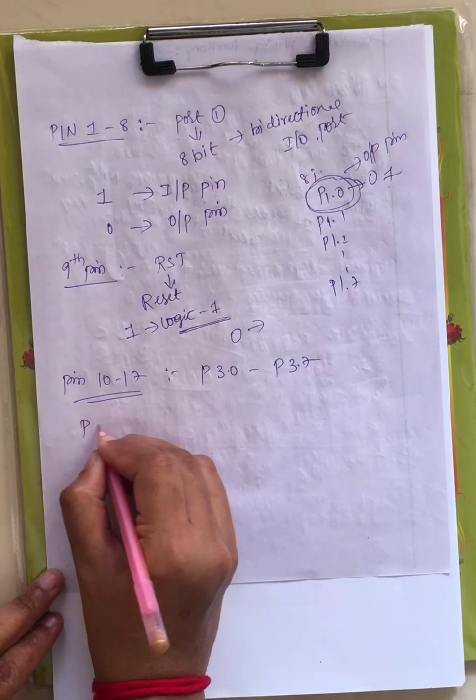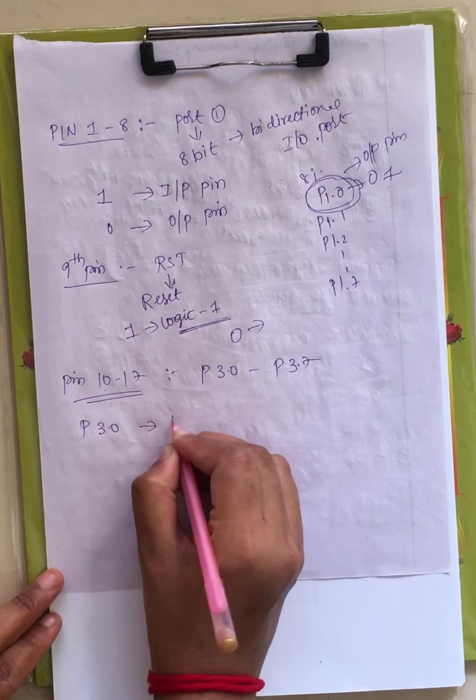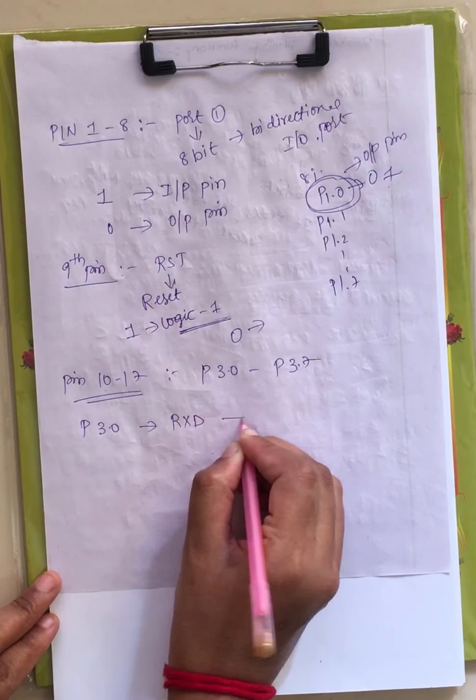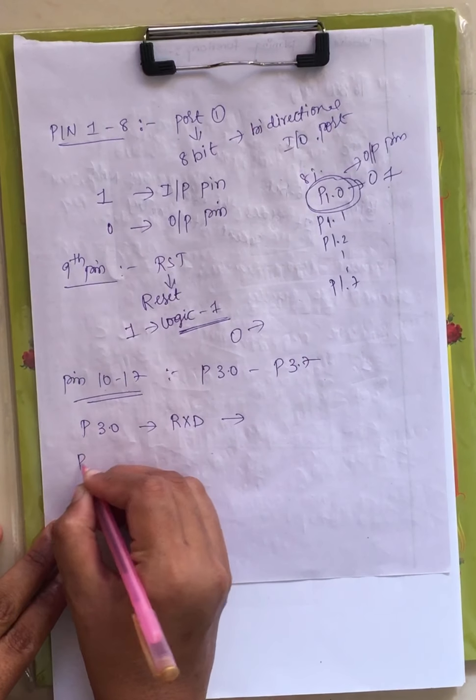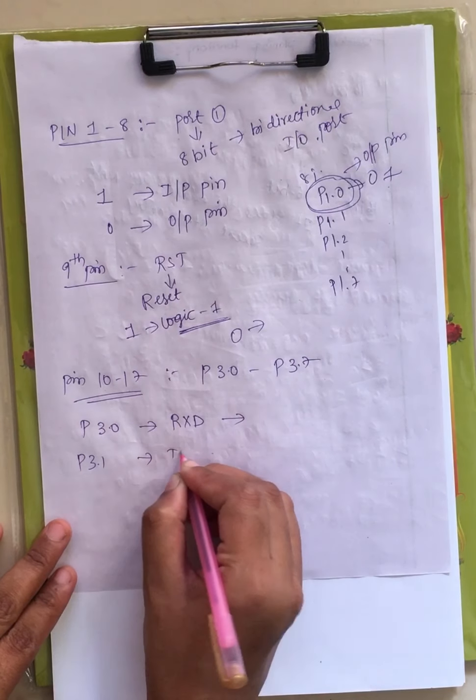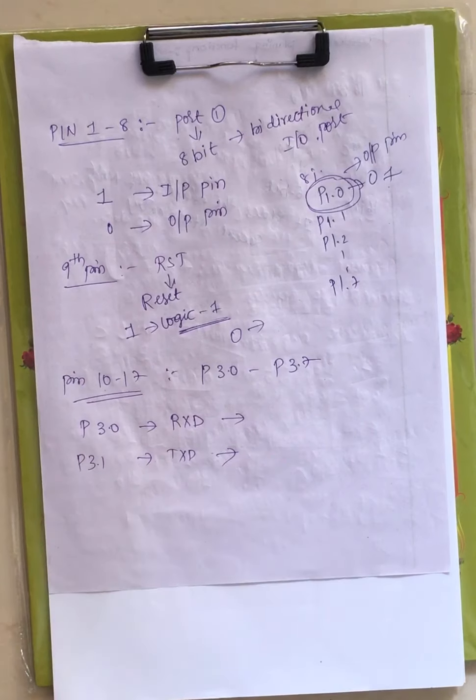Port 3.0 is provided with a special function, that is RxD. What is RxD? Receiving data serially. Now port 3.1 is provided with the special function TxD, that is transmitting data serially. Receiving data serially and transmitting data serially, right?